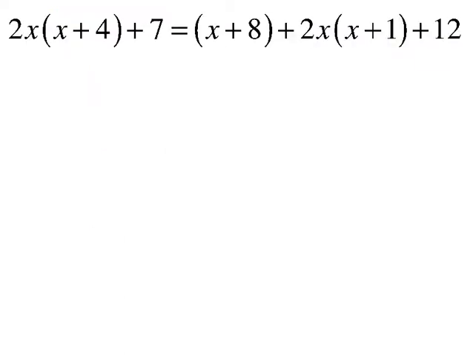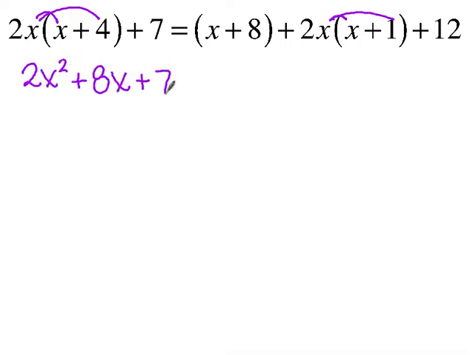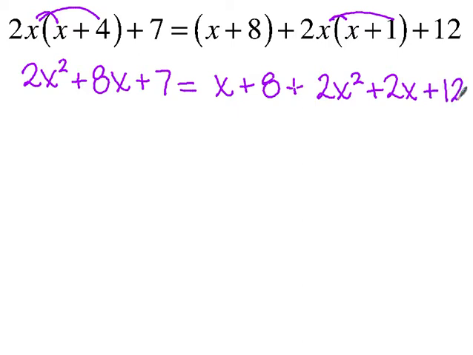Let's look at this one. This one's an equation. So first thing, let's start by distributing. If I distribute, what do I get first? 2x squared plus 8x plus 7. On the right here, I have x plus 8. Now I'm going to distribute the 2x, so I get 2x squared plus 2x plus 12.